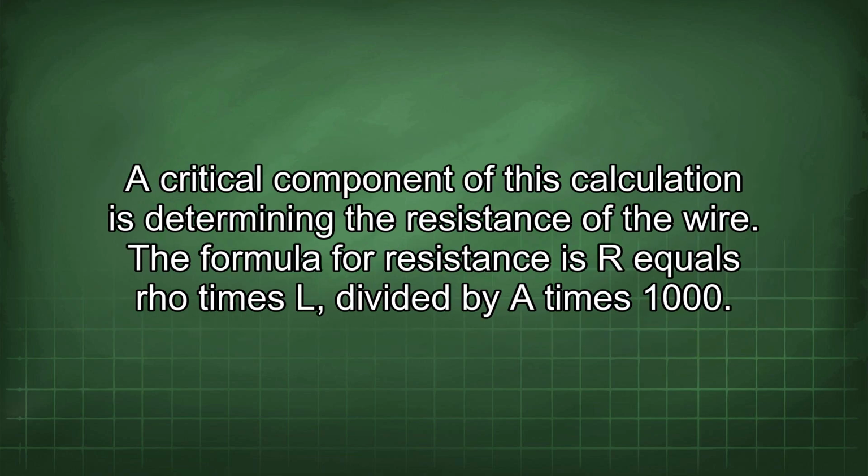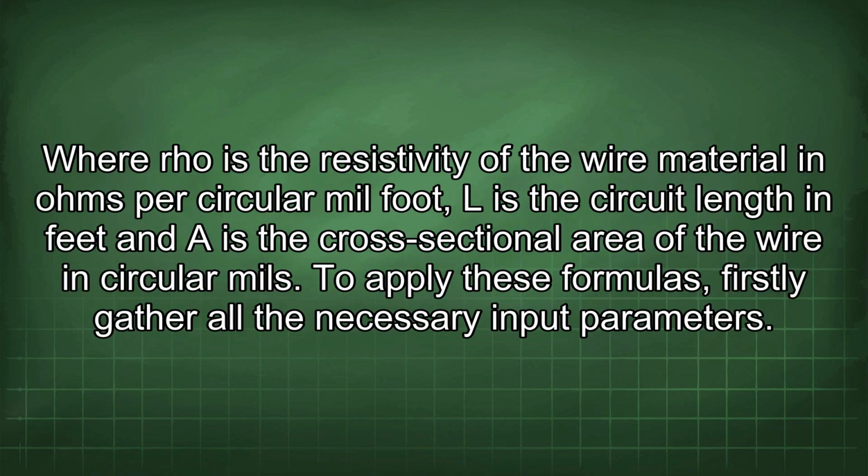A critical component of this calculation is determining the resistance of the wire. The formula for resistance is R equals ρ times L divided by A times 1000, where ρ is the resistivity of the wire material in ohms per circular mil foot, L is the circuit length in feet, and A is the cross-sectional area of the wire in circular mils.